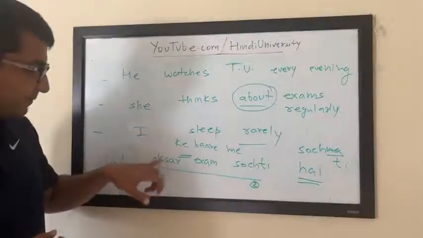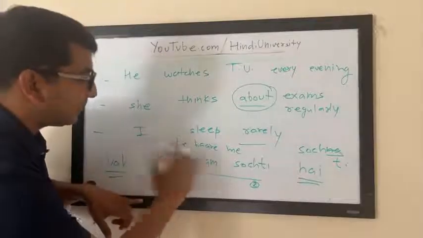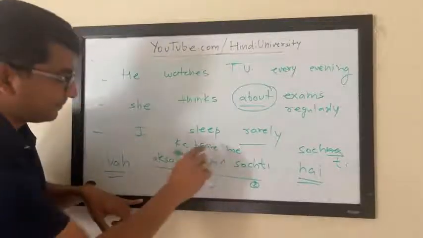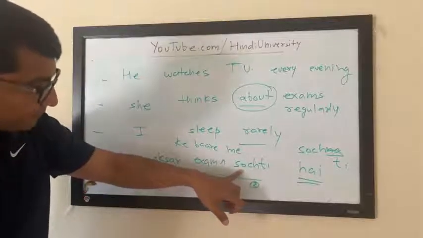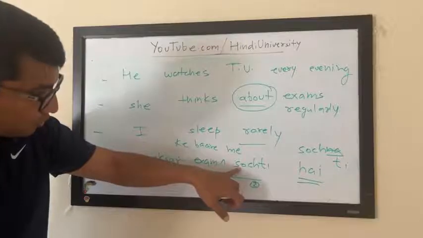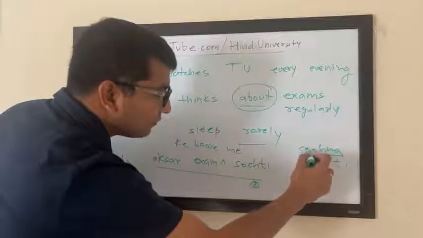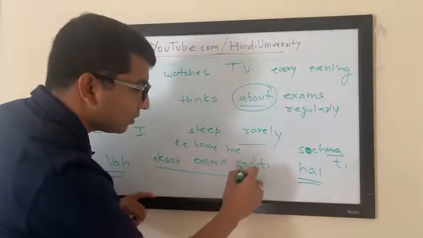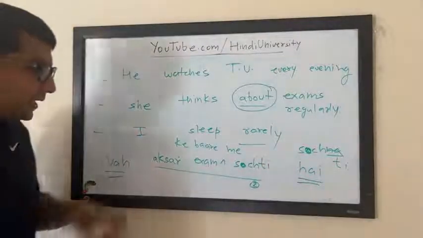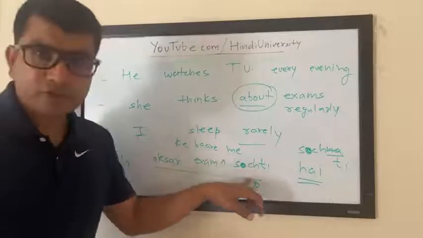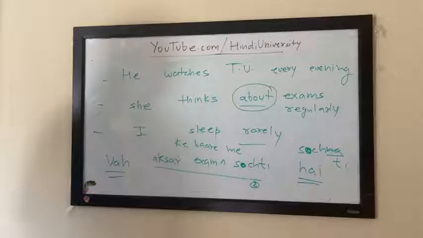Vah aksar exam ke bare mein sochti hai. One more time. The verb is sochna, so sochti hai. One more time with the O sound. Sochti hai. Very good, very good. Vah aksar exam aur imtihan ke bare mein sochti hai. Okay, awesome. Anyone, any questions on this one before we move to the next one?